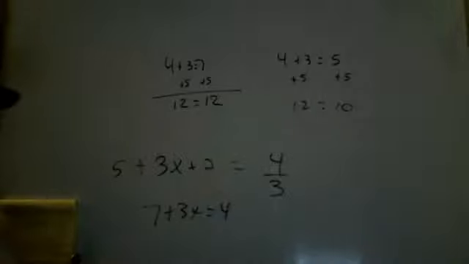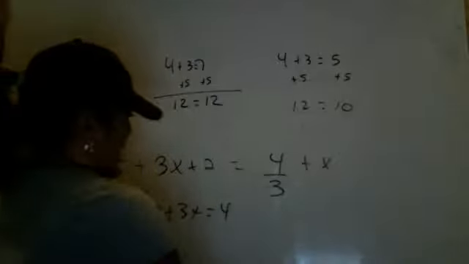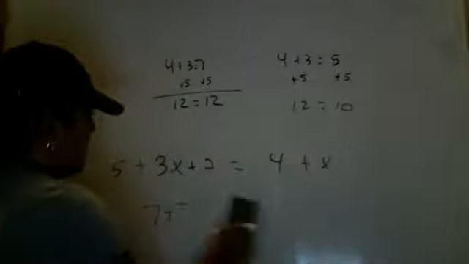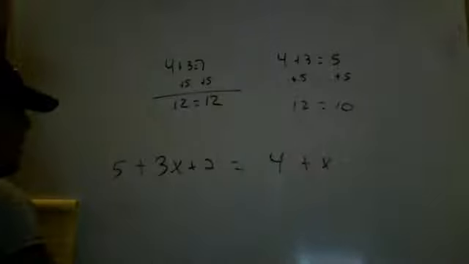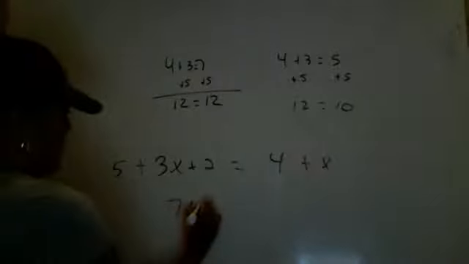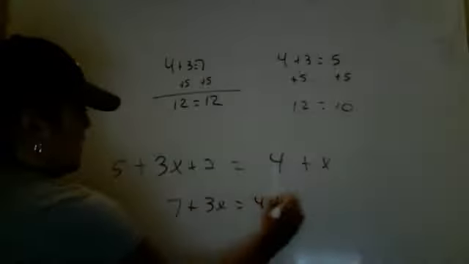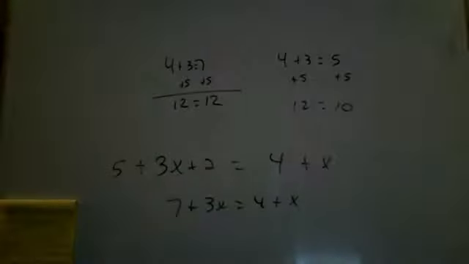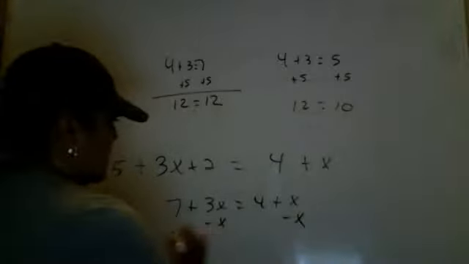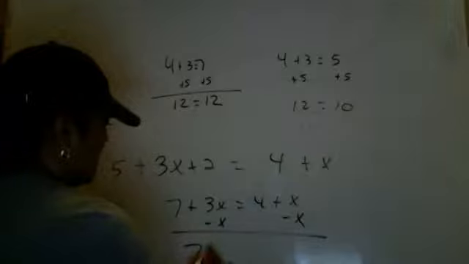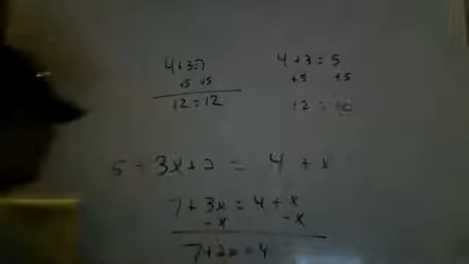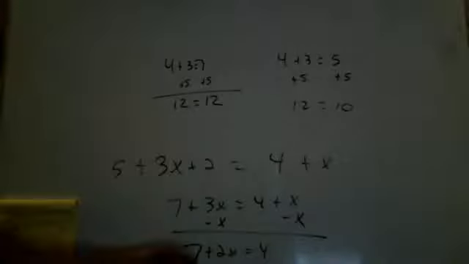Then, our next step says eliminate the variable on one side or the other. If I have a plus x on this side, I have a variable on two sides of the equation. So once I've done this, it said move the variable to one side or the other. Get rid of it. Make it all on one side. So I would subtract x from both sides, and I would get 7 plus 2x equals 4. My variable is only on one side now.